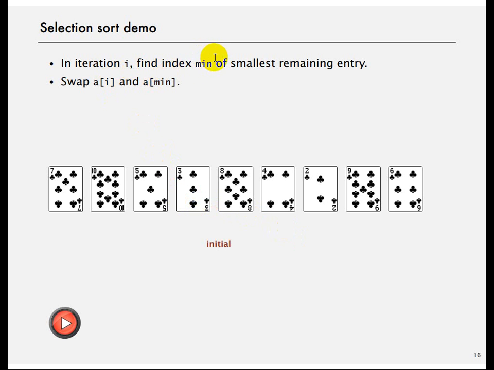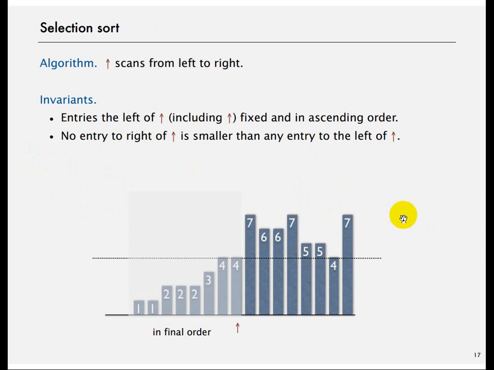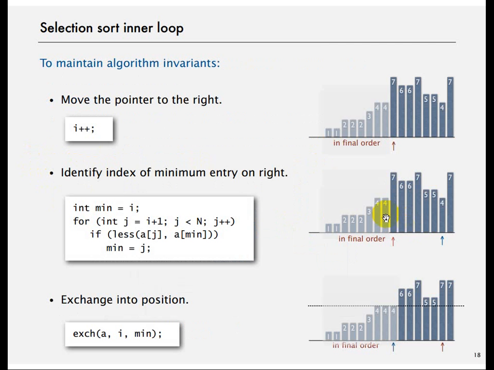In iteration i, I find the index min of the smallest remaining entry and swap a[i] and a[min]. What it means is, first find out what is the smallest in this entire row, and then move that to the front. So 7 will be moved here, 2 will be moved here. So you have at least one element in the correct position at the end of one iteration, right? You go from i equal to 0 to n minus 1. He just explains that. I've already spoken about it, so I'm not going to talk about it a lot. But what it means is, after every iteration, you'll have one element in its correct position.